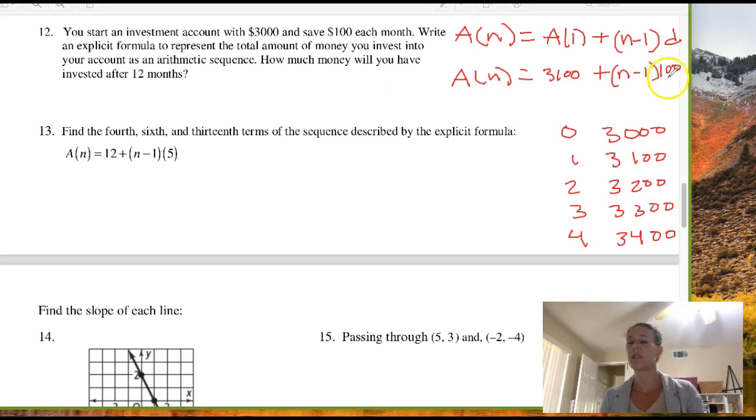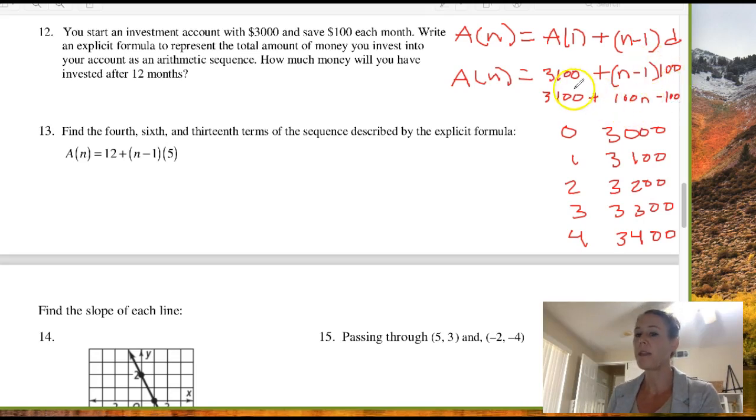Now, if you just give me this, this would be fine, but if you want to simplify it, multiply 100 through, and this would look like this, 3,100 plus 100n minus 100.